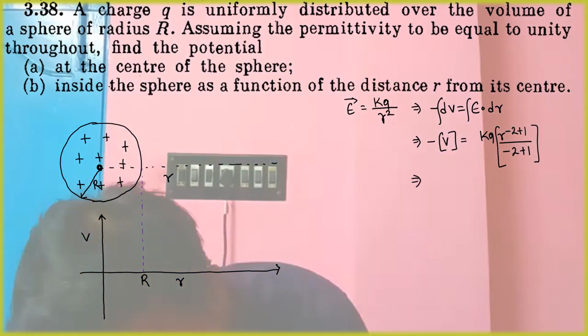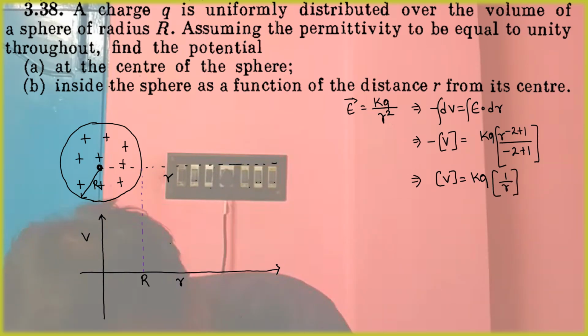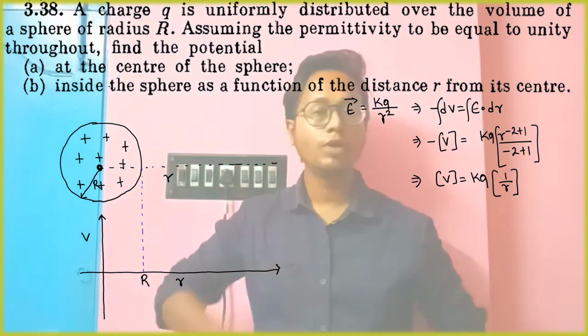Now let me just simplify the equation. Minus V equals kq by r to the power minus 1, divided by minus 2 plus 1, which is minus 1. This minus and this minus would get cancelled. So V is equal to kq times r to the power minus 1. Okay, I have to put the limits out here. Or V is equal to kq times 1 by r, since r to the power minus 1 can be written as 1 by r. kq is constant, no? Okay. Now see carefully the upper limits and lower limits of potential.